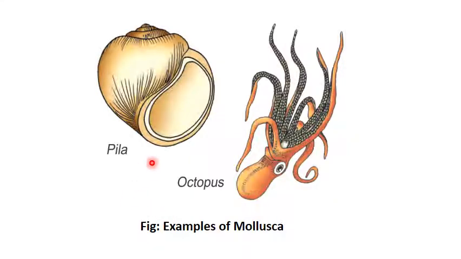So these are the two examples given. This one is the shell of a phyla, and it has an internal organ, an external shell. This is the octopus, with arms having oral suckers in it, called the devilfish, and in this the shell is absent.